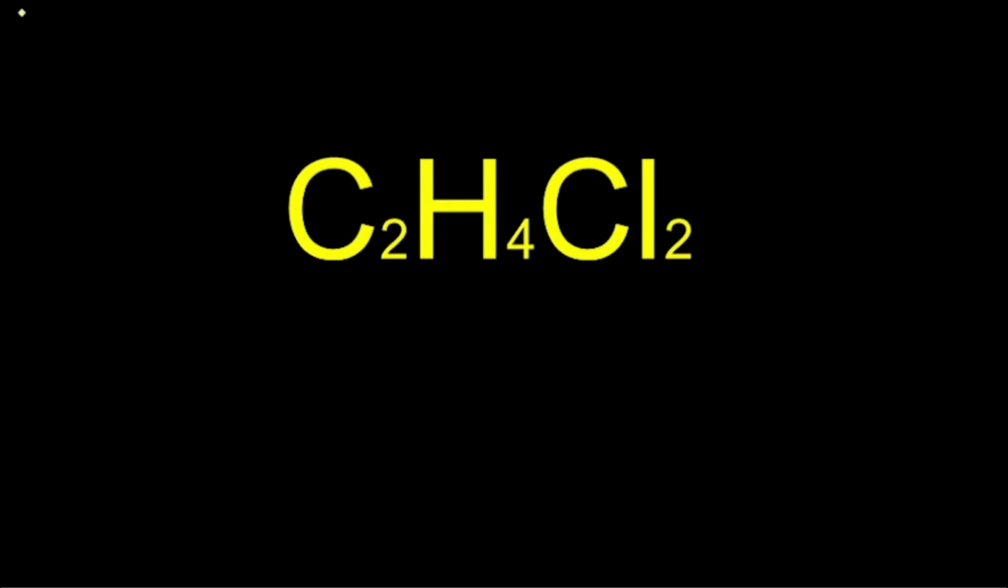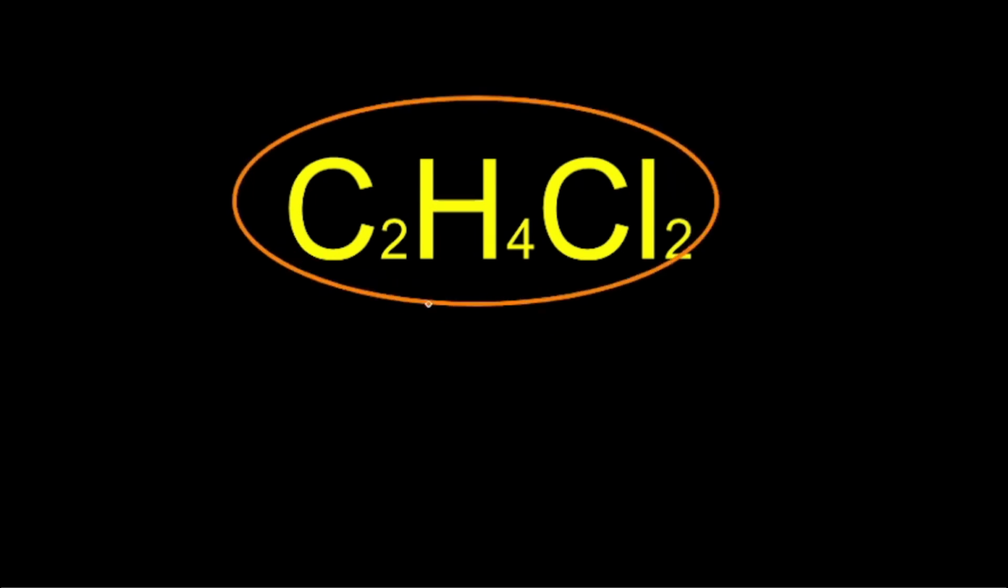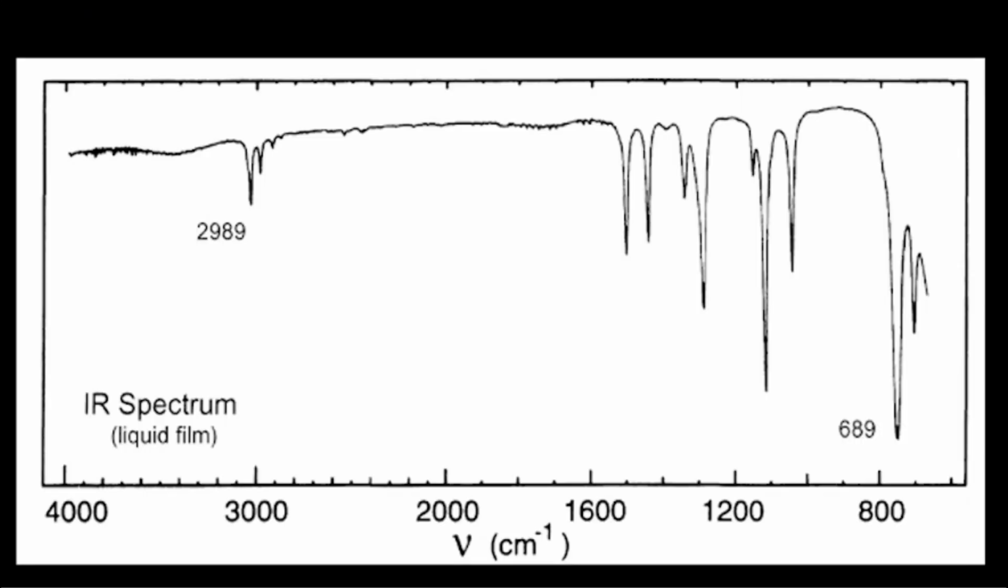C2H4Cl2. This is our second molecular formula, and from this formula now we will conclude the structure. We will interpret the IR spectrum, the C13 NMR spectrum and the proton NMR spectrum to conclude the structure of this molecular formula.